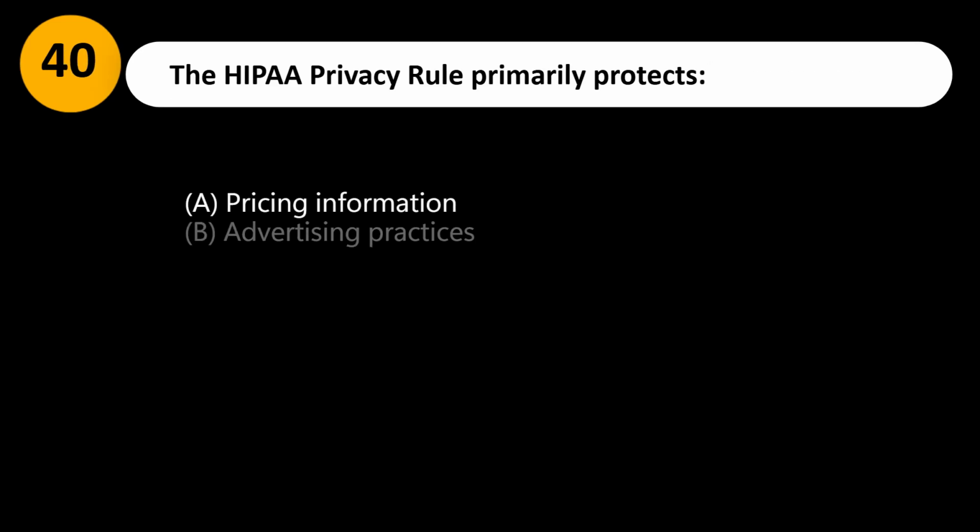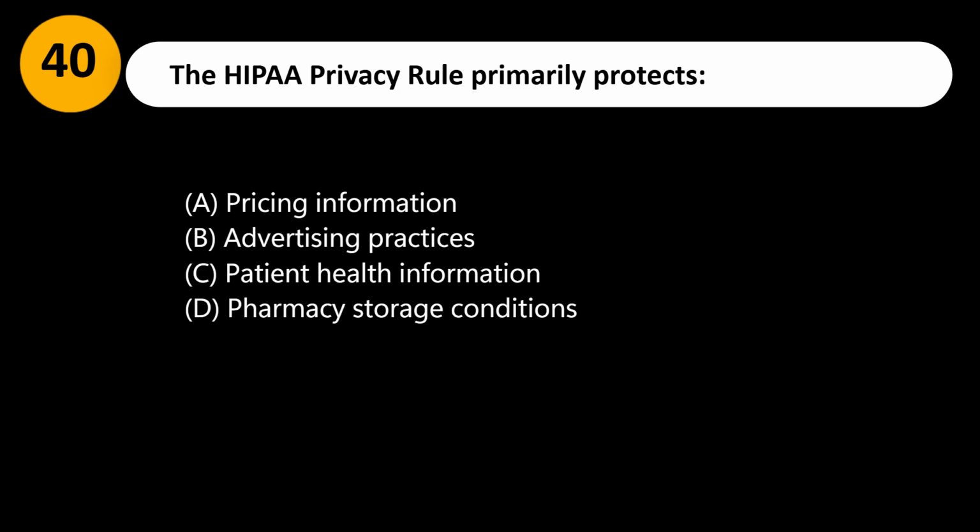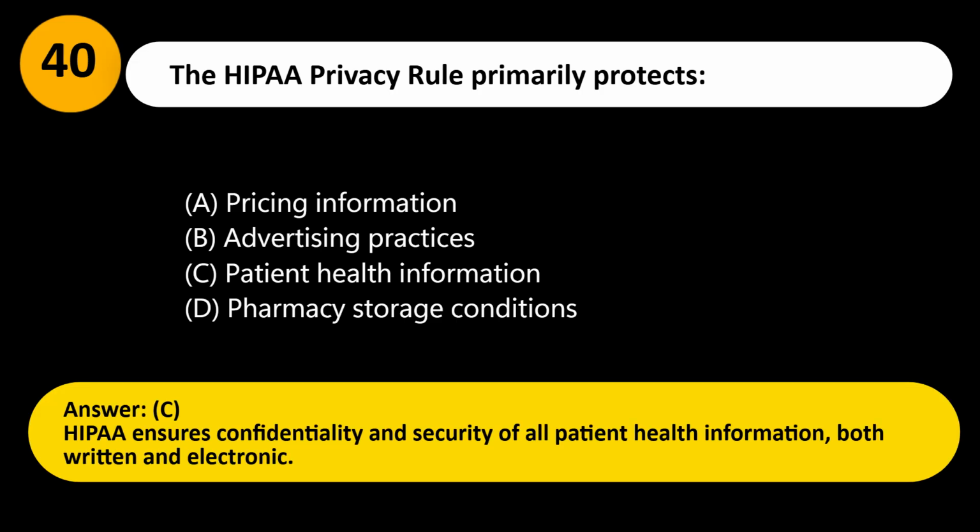The HIPAA privacy rule primarily protects A. Pricing information. B. Advertising practices. C. Patient health information. D. Pharmacy storage conditions. Answer, C. HIPAA ensures confidentiality and security of all patient health information, both written and electronic.